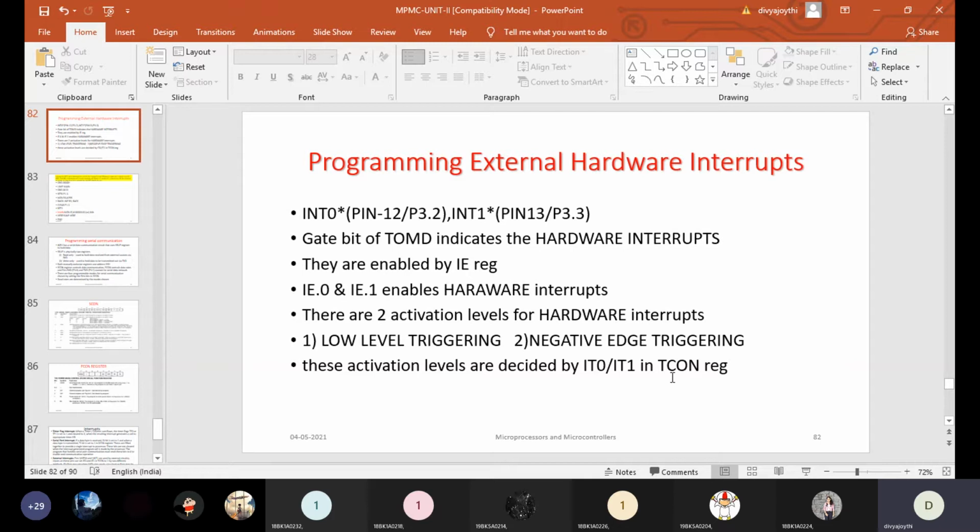And how can the end user inform the controller that I'm going to deal with external hardware? How can we intimate the controller that you need to serve an external interrupt, not the internal interrupt, or convey that you are going to get an interrupt from an external device? How can we intimate that? That can be done through the TMOD register, timer mode register.